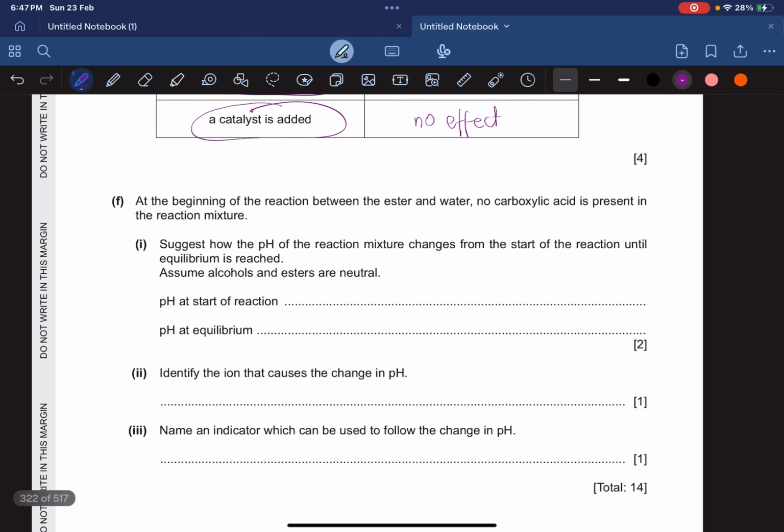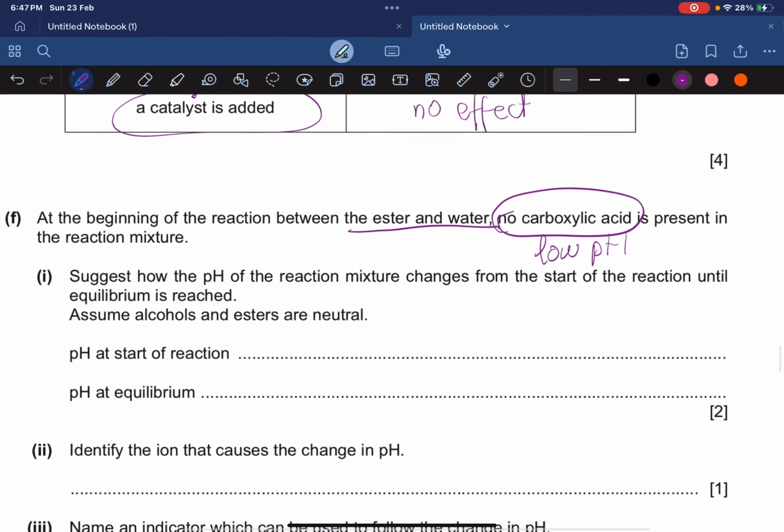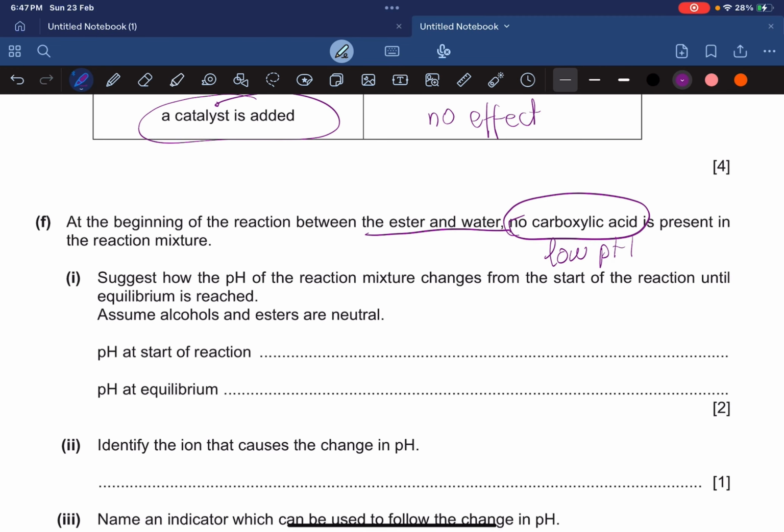At the beginning of the reaction between ester and water, no carboxylic acid X is present in the reaction mixture. Suggest how the pH of the reaction mixture changes from start of the reaction until equilibrium is reached, as alcohols and esters are neutral. pH at the start and pH at equilibrium. At the beginning, they have told us that no carboxylic acid is present. We know acids have a low pH, a pH lower than 7. No acid is present.